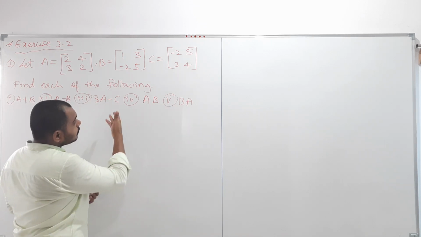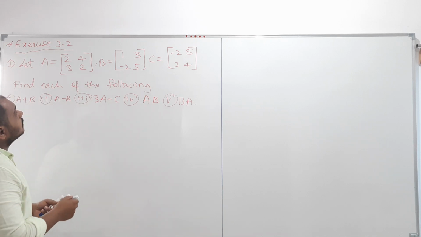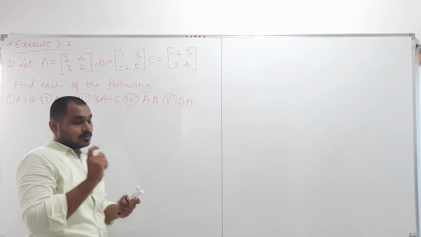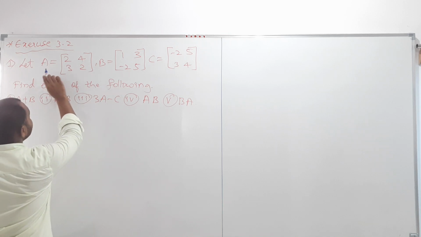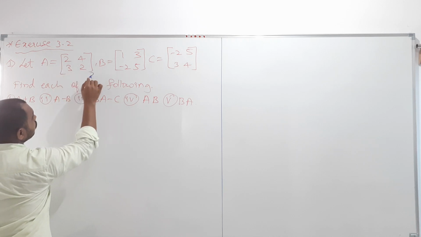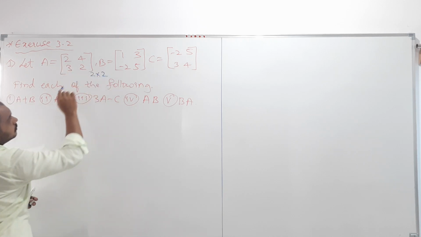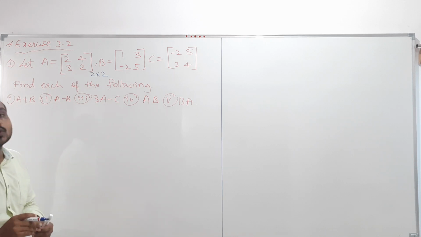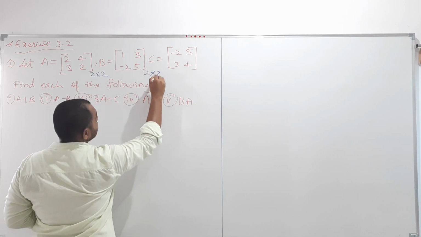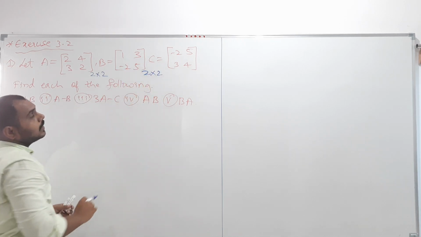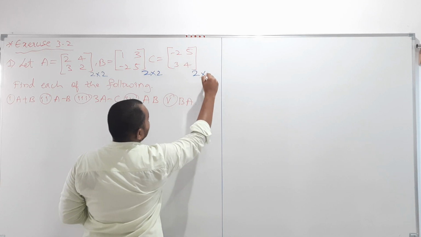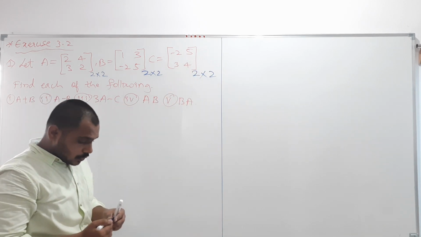To solve this, first we should understand what matrices are given to you, and we should identify the order of each. The given matrix A here: the order of this matrix is, 1, 2, 2 rows are there, and 1, 2, 2 columns are there. So therefore the A matrix is of the order 2 by 2. Next, here it is 2 rows and 2 columns. Again it is a matrix of the order 2 by 2, and here also 1, 2, and 1, 2. This matrix is also 2 by 2.